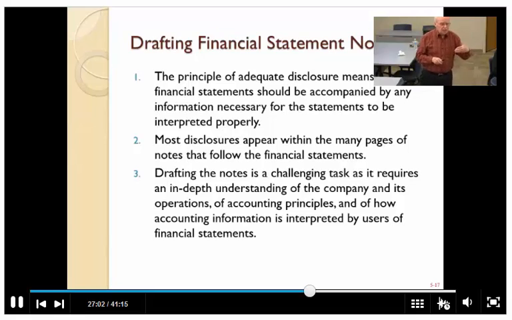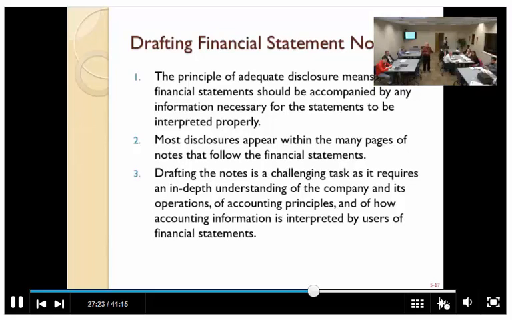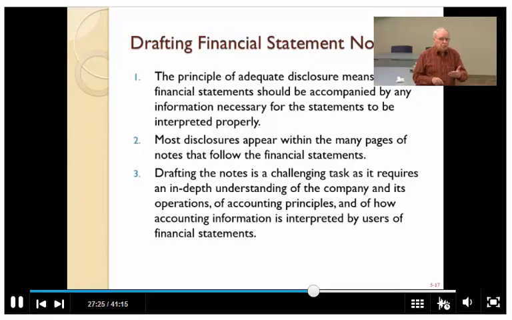The second required footnote, right below that, covers the accounting methods I choose when I have options. In other words, I can use straight line depreciation or double declining balance. For inventory, I can use last in, first out, or first in, first out. You have to tell the reader which method you've chosen.